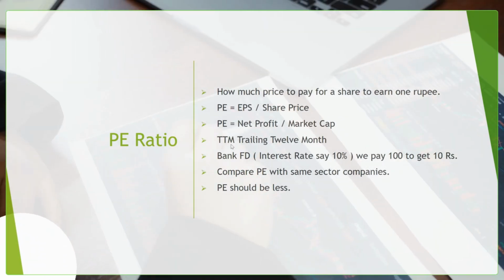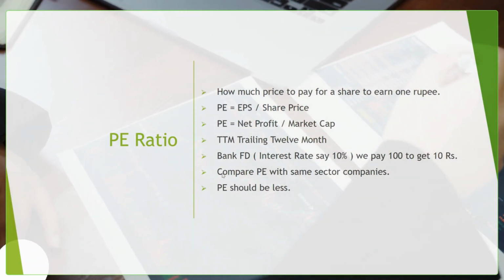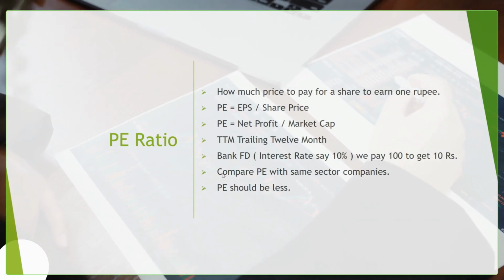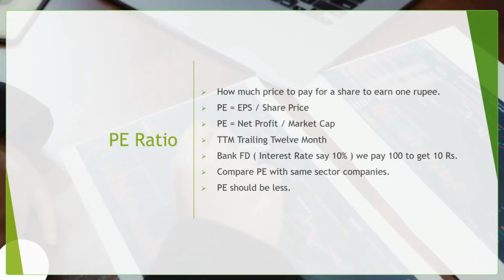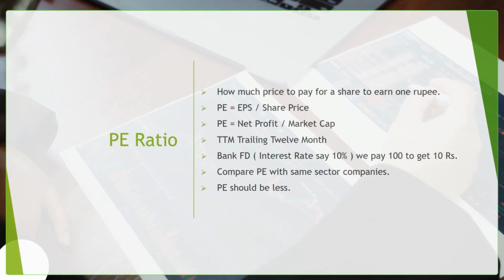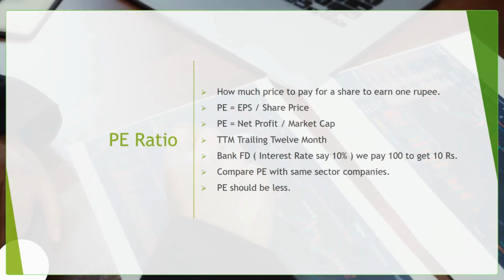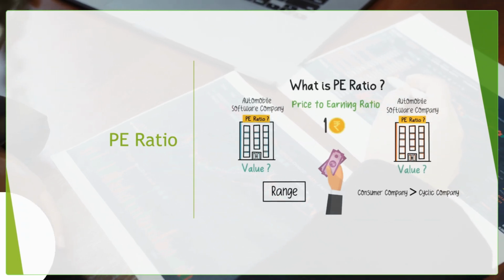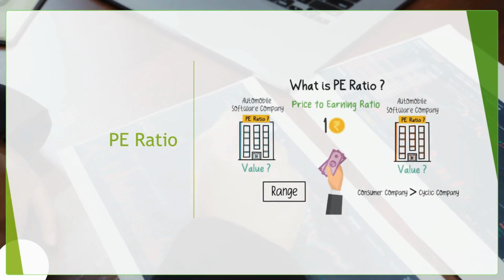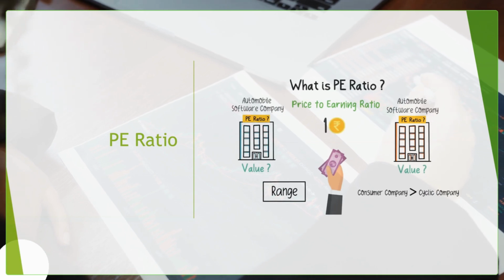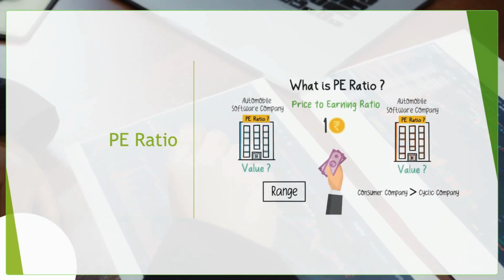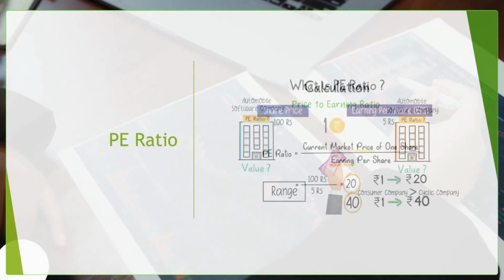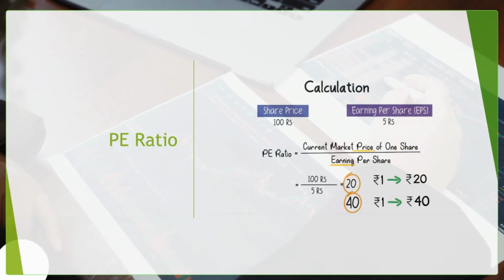So same thing I have given. Now you understand what PE is, right? To earn 1 rupee, how much money you are paying to that company, or to buy that stock, is called the PE ratio. And we should compare PE within the same sector. PE should be less. If you see a penny stock or some small growth-oriented company and you are getting it at a cheaper price, there is potential that you will get a multi-bagger. So while comparing PE ratio, we should check historical PE also.